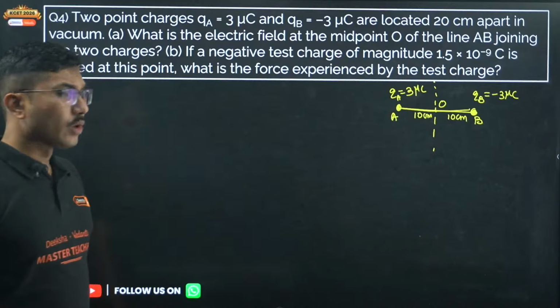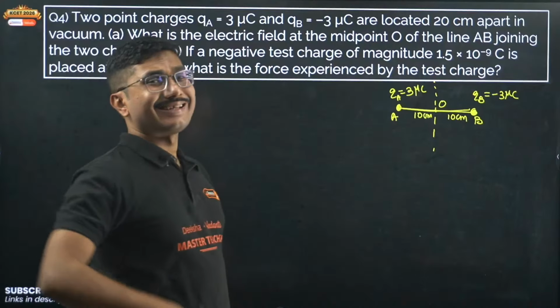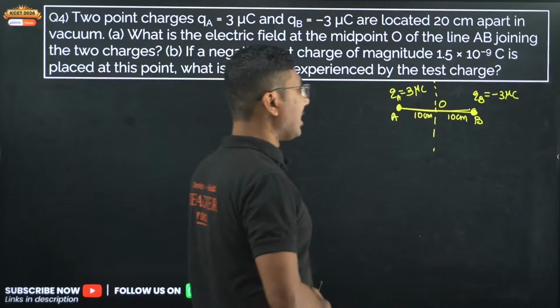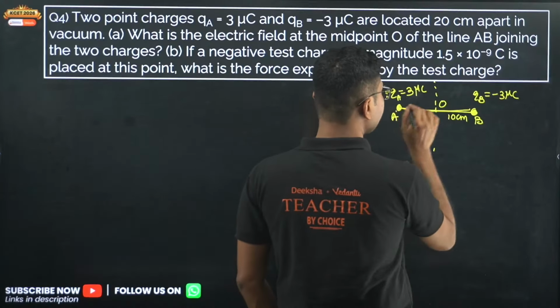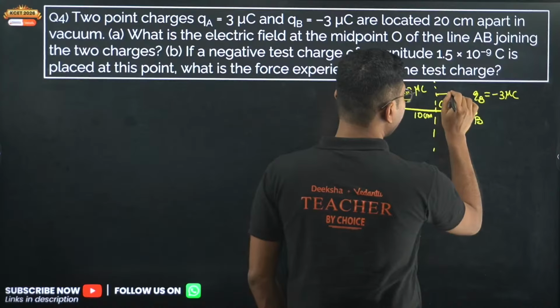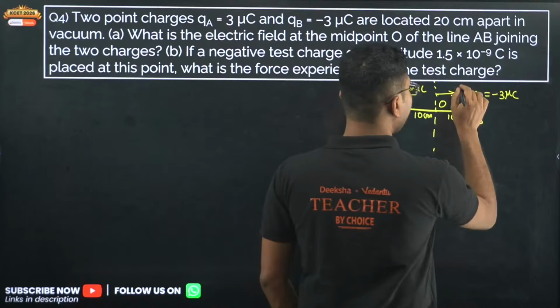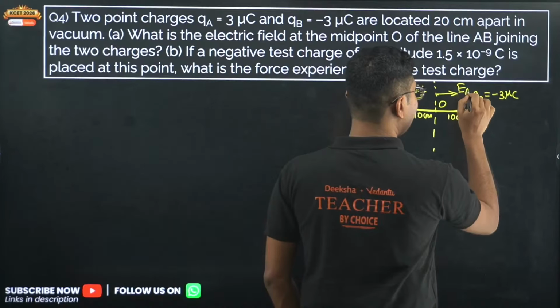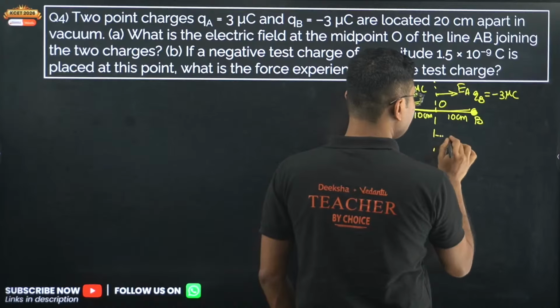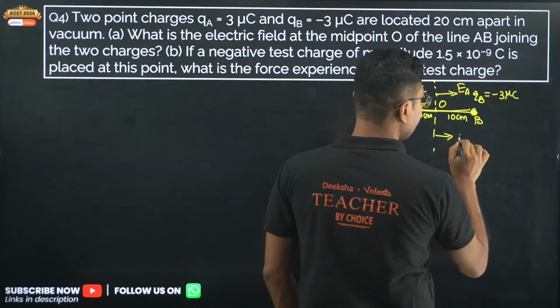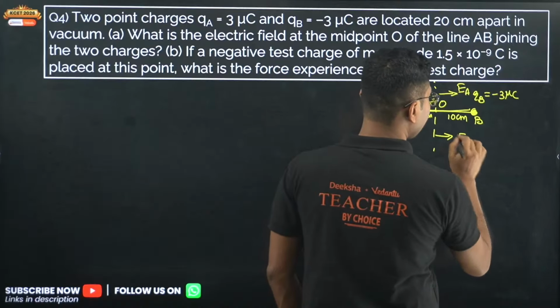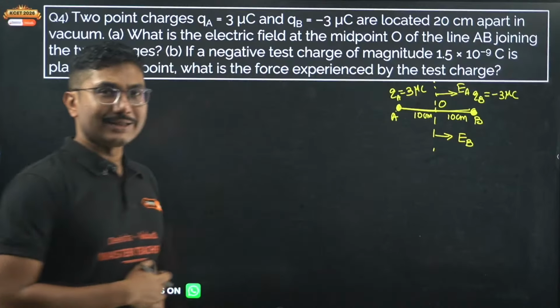Okay, now you have to calculate the net electric field. How to calculate net electric field? Due to positive charge, electric field will be away. So this is our electric field A. And due to negative charge, the electric field will be towards. So this will also be in the same direction, and both charges are of equal magnitude.